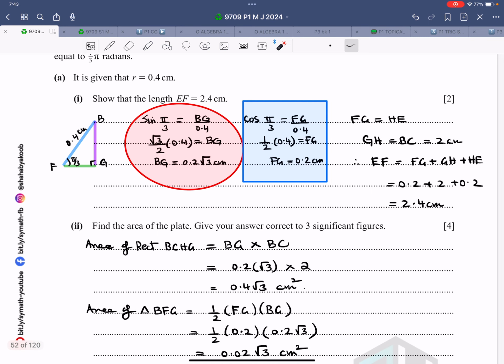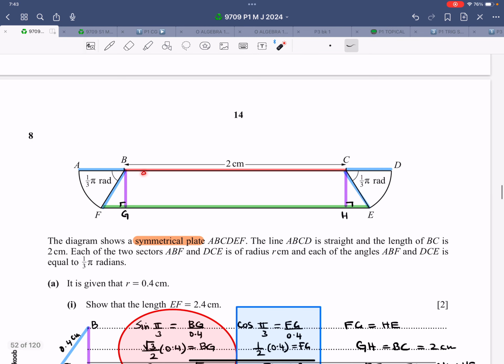That thing is done. Find the area of the plate. Give your answer correct to 3SF. Now the area of the plate consists of a rectangle and two triangles. Now someone can say, can I use this thing as one big trapezium? Of course you can. And it's also made up of two sectors.